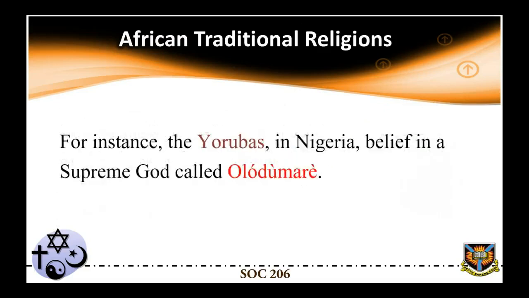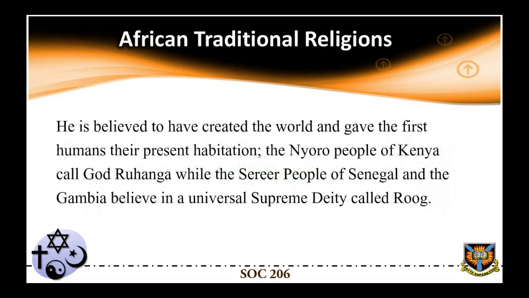For instance, the Yorubas in Nigeria believe in a supreme god called Olodumare. He is believed to have created the world and given the first humans their present habitation. The Inyoro people of Kenya call God Ruhanga, while the Sere people of Senegal and the Gambia believe in a universal supreme deity called Roog.